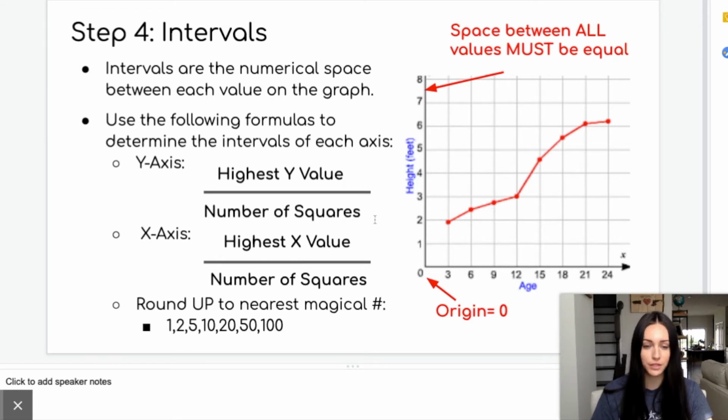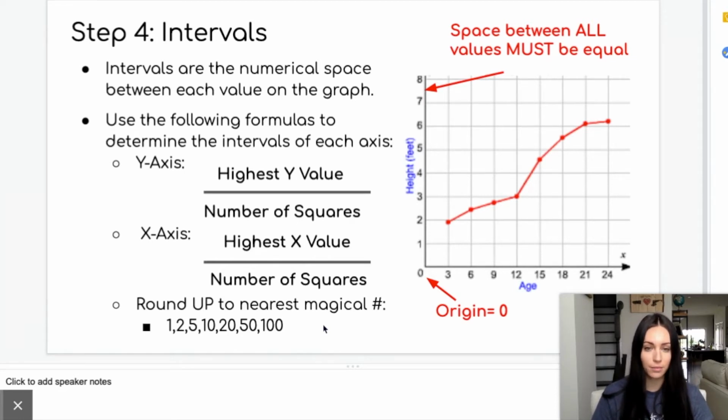Once you do the division, if you get a strange number like a decimal or a strange odd number, you're going to want to round up. So we always round up to the nearest magical number. These are nice, clean, even numbers that work well as intervals on graphs. So those numbers are 1, 2, 5, 10, 20, 50, and 100.